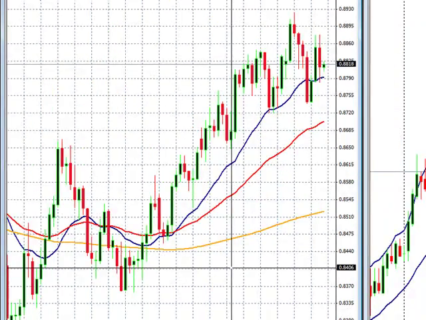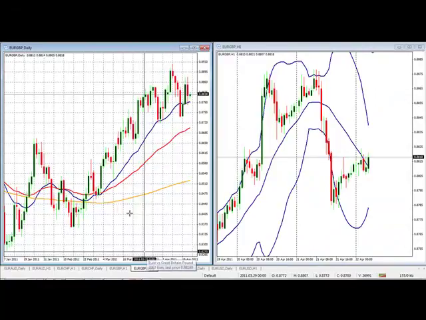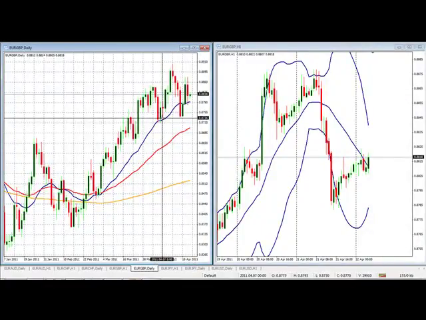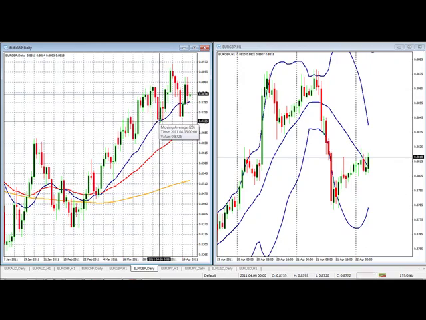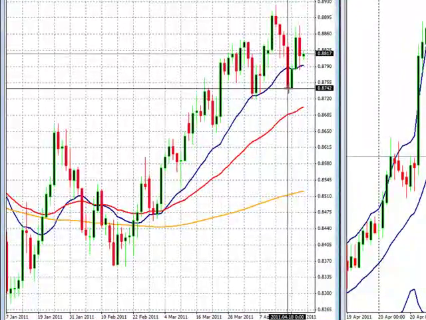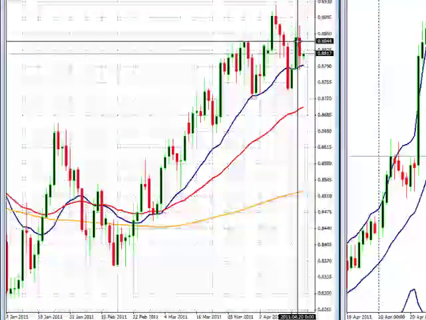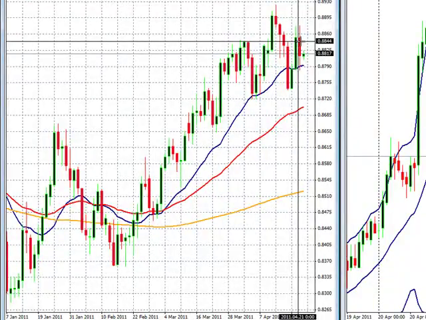Going to the Euro Pound, now here we can see our uptrend, very nice. And we can see a bounce off the 20 here, made a new high, kind of broke the 20, and we possibly are not making a new high. So though we have an uptrend, we have to be cautious.